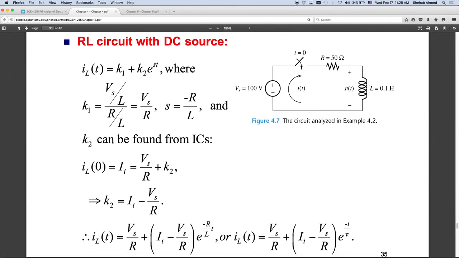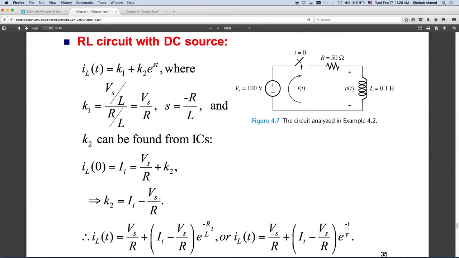And the initial condition was I of 0, my initial condition. And then K2 is equal to the initial condition minus B over A. B over A was Vs over R. That's the value of K2.